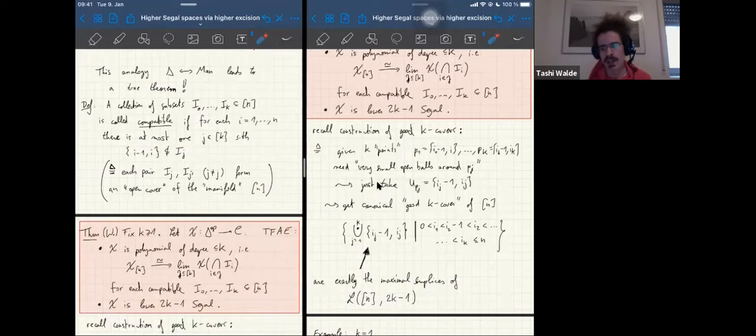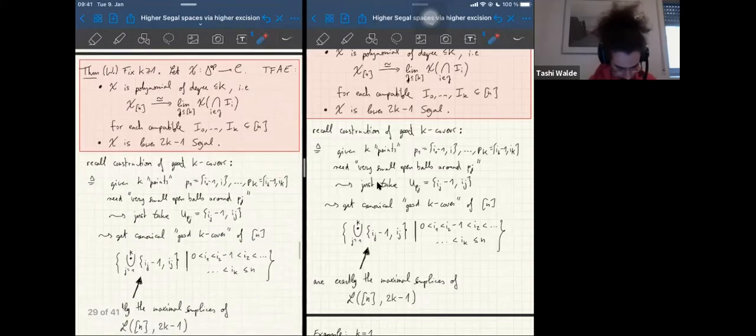And so this theorem here can really be seen as the analog of the theorem of Boavida and Weiss, comparing polynomial functors, so comparing sheaves with respect to these subdivisions into k+1 pieces on one side, and sheaves with respect to good k covers on the other side. And this is really sort of the analog of this.